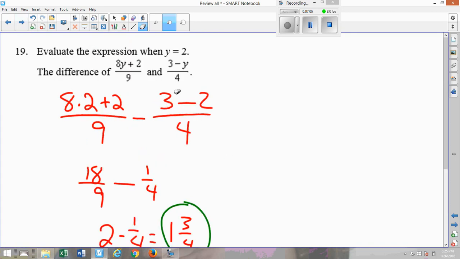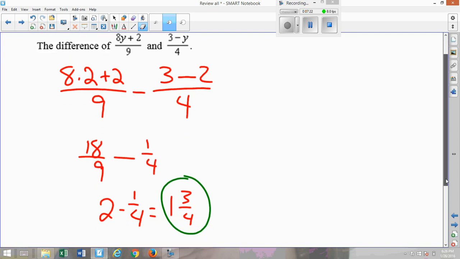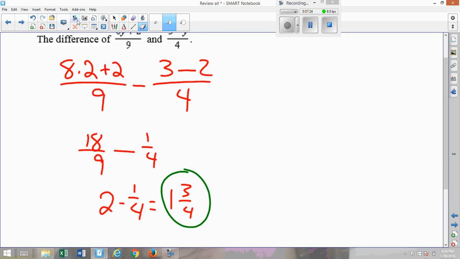Number 19, I filled in my variables. 8 times 2 is 16, plus 2 is going to be 18, which I have down here. 3 minus 2 is 1, so you got over 1/4. So I did 2, because 18 over 9 is just 2, minus 1/4 is going to be 1 and 3/4.